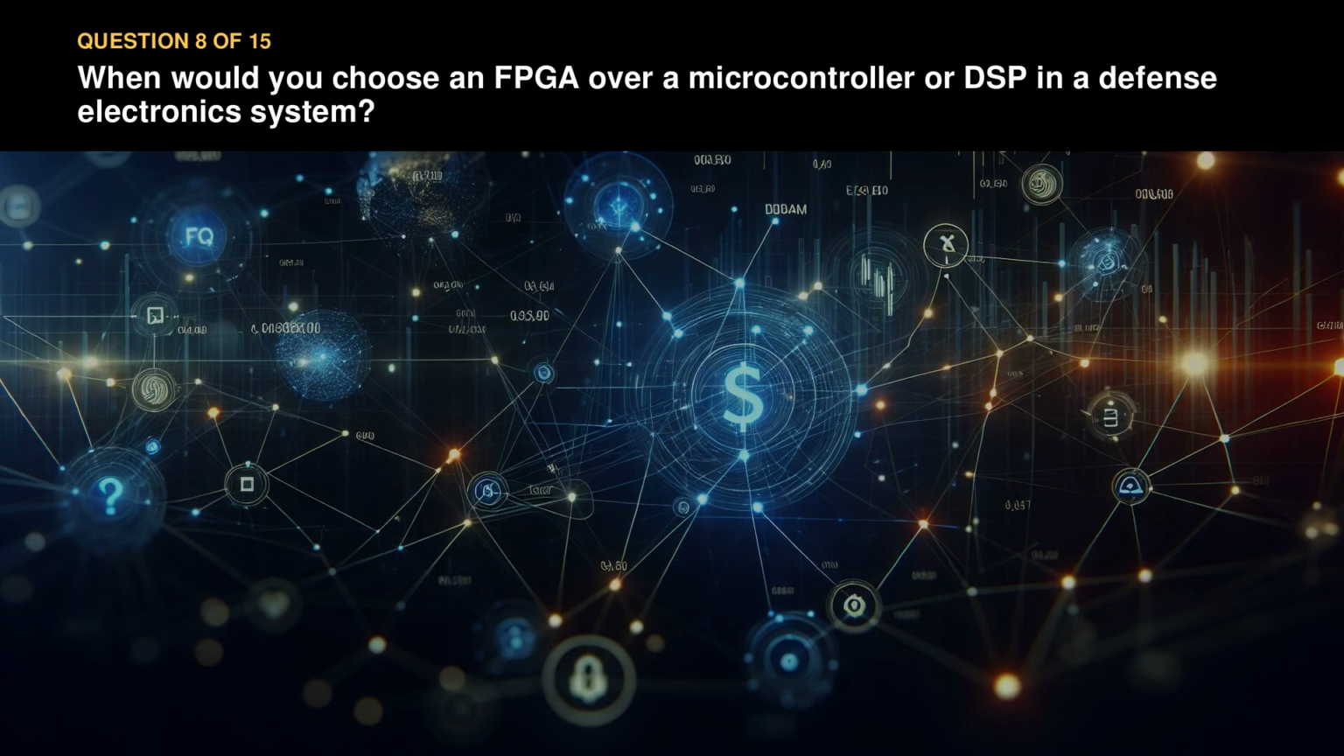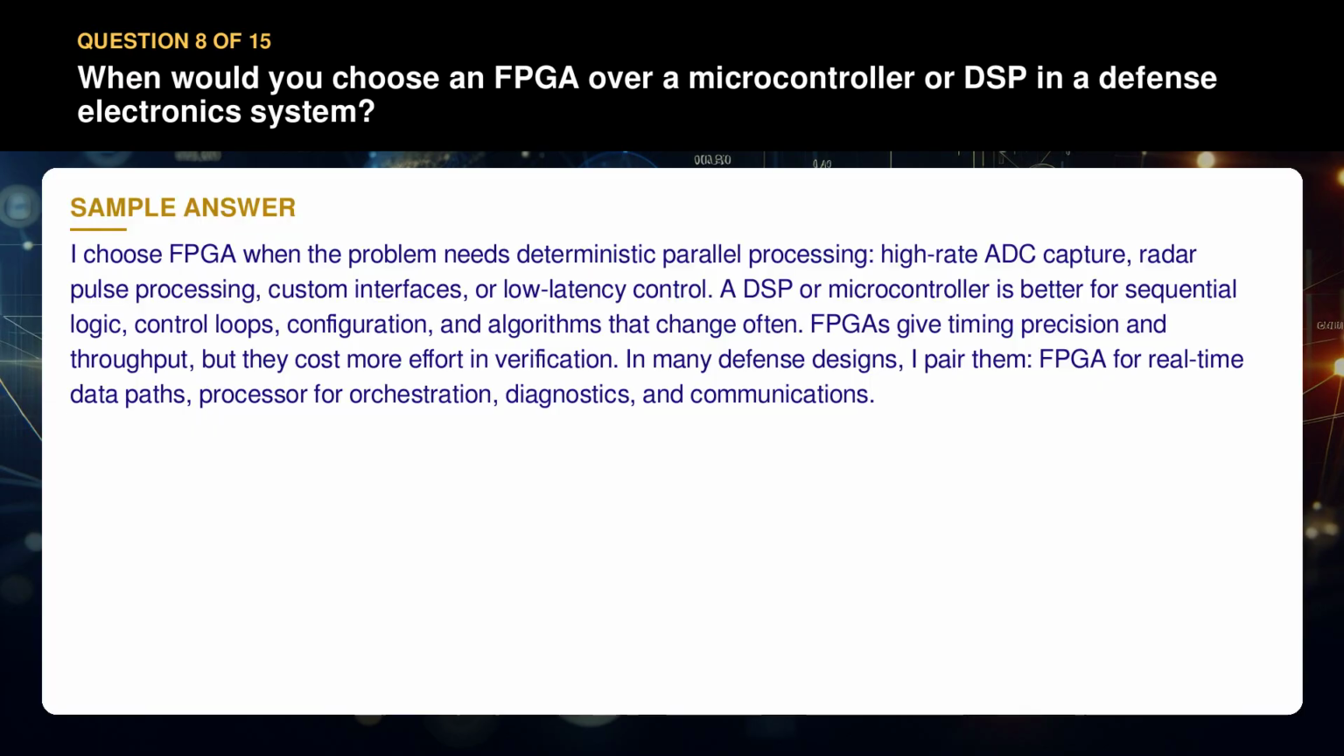Question 8. When would you choose an FPGA over a microcontroller or DSP in a defense electronics system? I choose FPGA when the problem needs deterministic parallel processing, high-rate ADC capture, radar pulse processing, custom interfaces, or low-latency control.